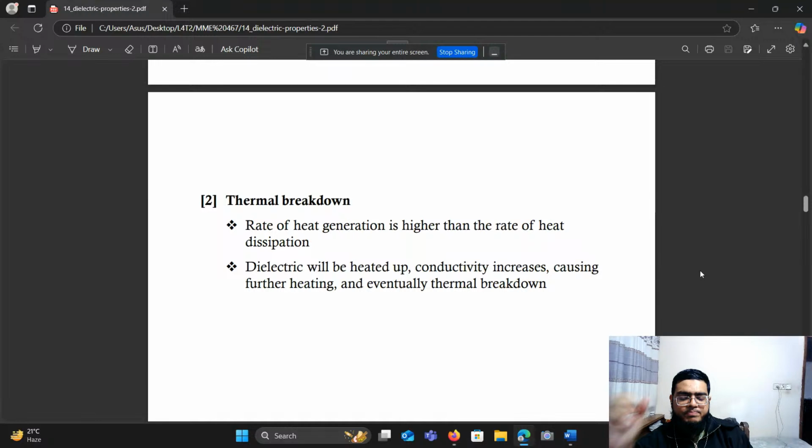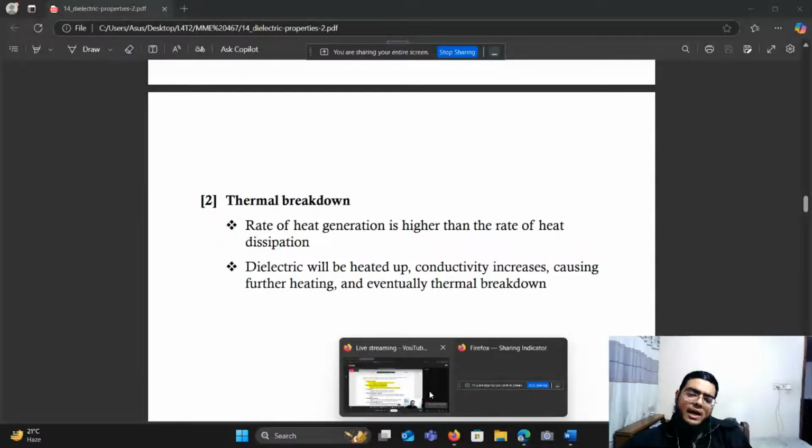In this case, heat will be applied and the electrons will be heated and accelerated. The dielectric will be heated and the conductivity will increase. As the conductivity increases, the heat will also increase. We know that the flow of electrons generates heat, and eventually the thermal breakdown will happen.